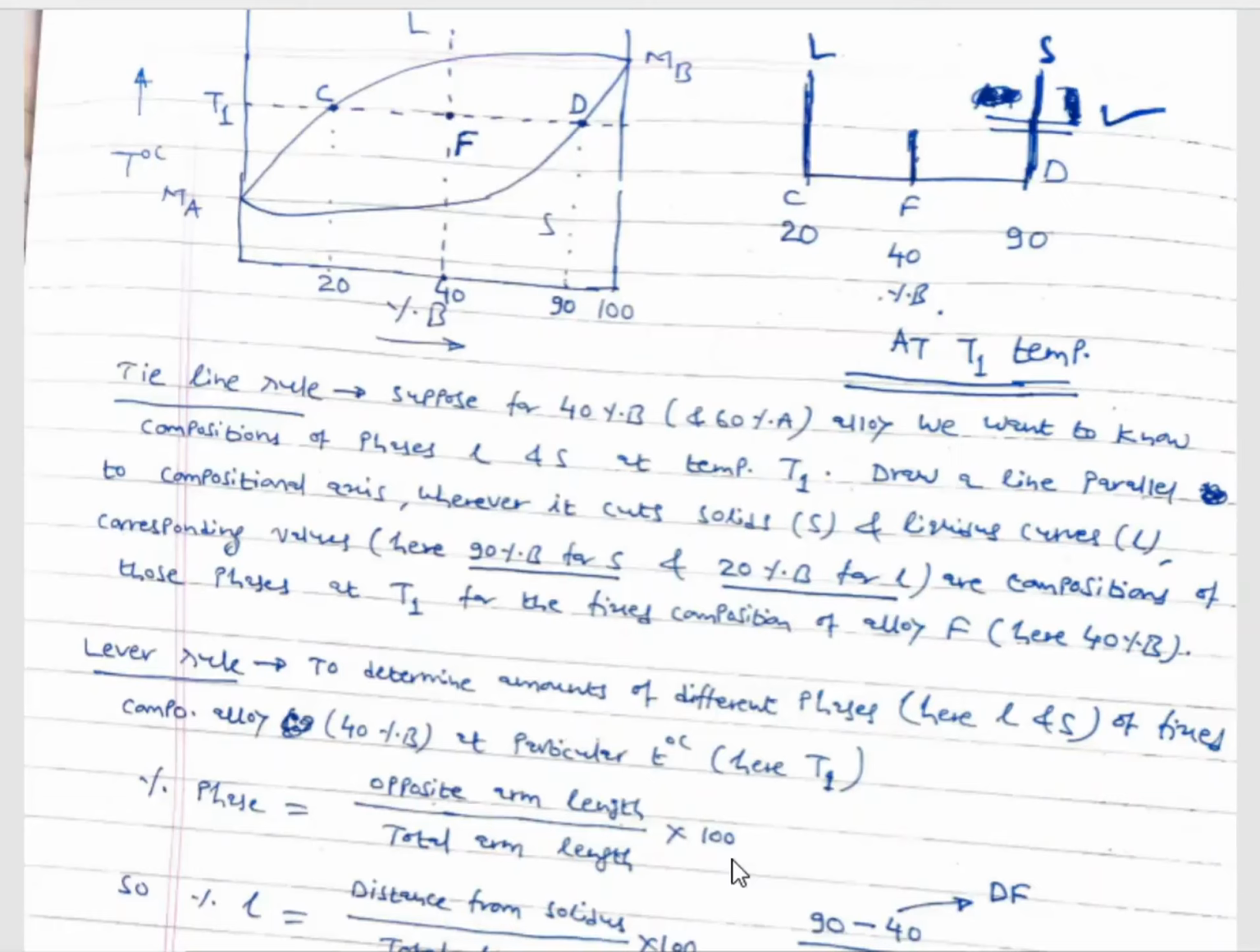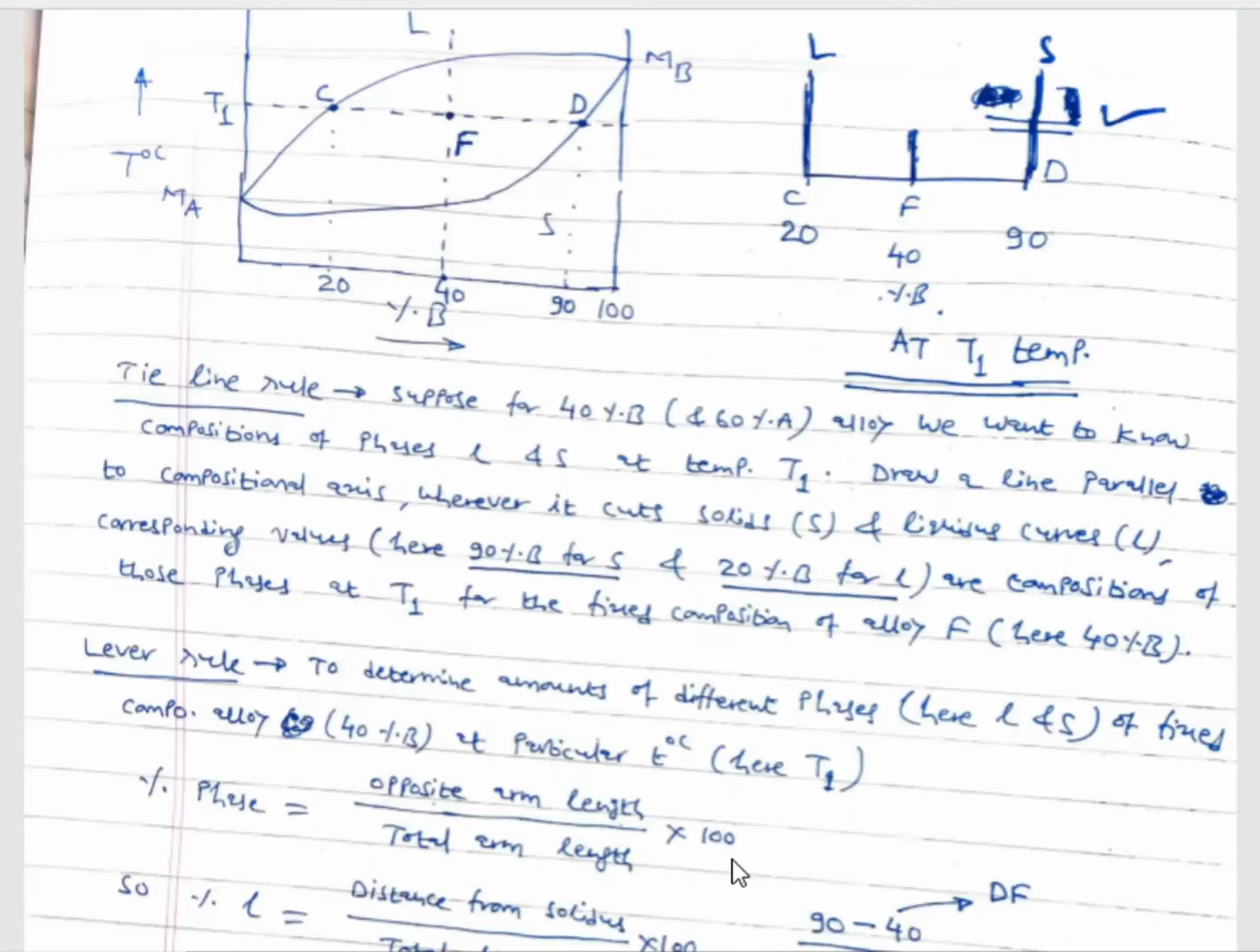So 20% B is the composition of liquid at temperature T1 and 90% B is the composition of solid at temperature T1. But these are not the values of amount of liquid and solid. We want to know how much liquid and how much solid is present. In the microstructure, the total amount of liquid and solid will be 100. So suppose 70% is liquid, then the remaining 30% will be solid. In this way, we have to calculate the amount of liquid and solid by applying lever rule.